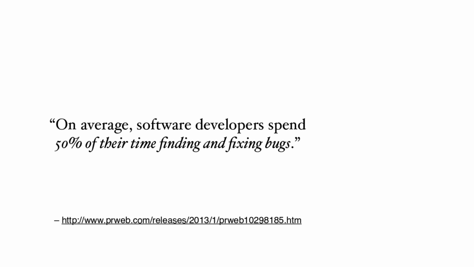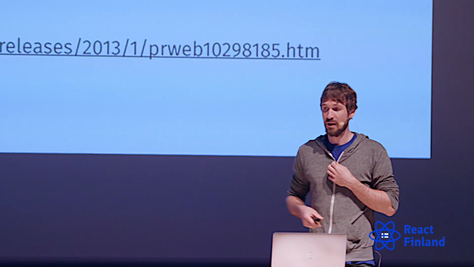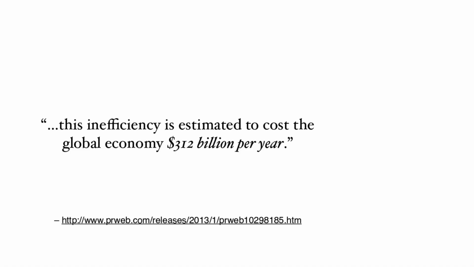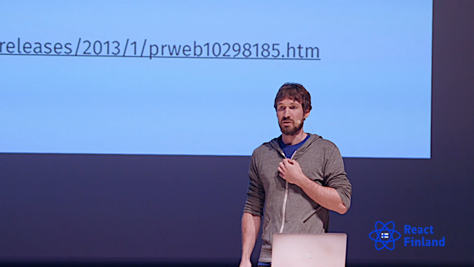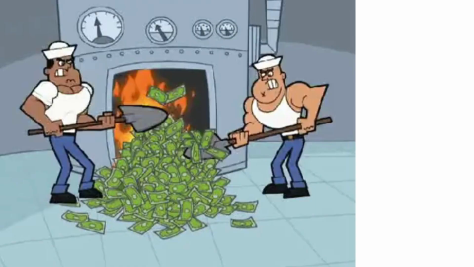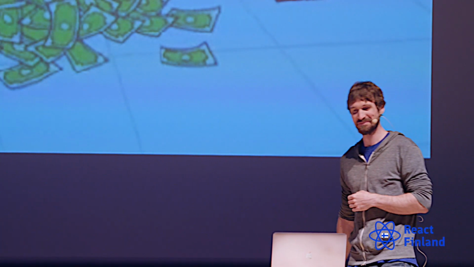And I found this research, it's under this link. It's an old one, but I think it's still valid. It says that on average, software developers spend 50% of their time finding and fixing bugs. And I was like, wow, that's a lot. I was reading the article, and the inefficiency is estimated to cost the global economy $312 billion per year. That's a lot of money, right? So I thought, if you're not linting, you're burning money.